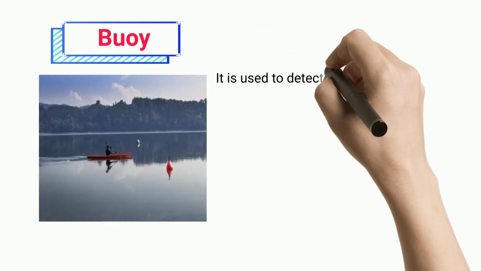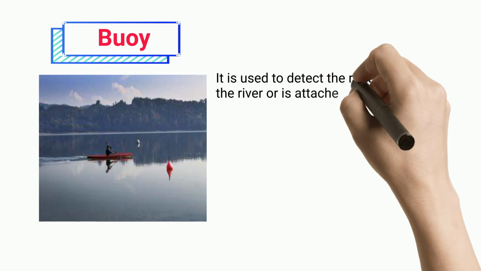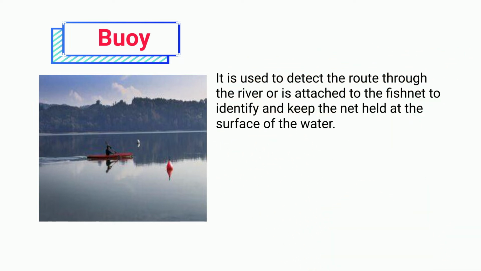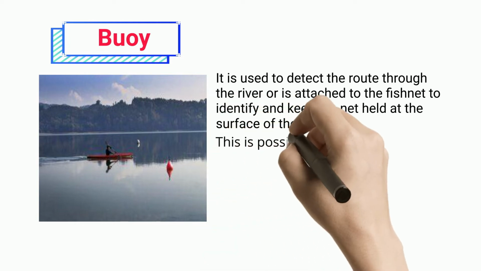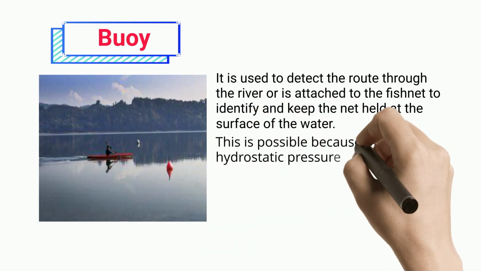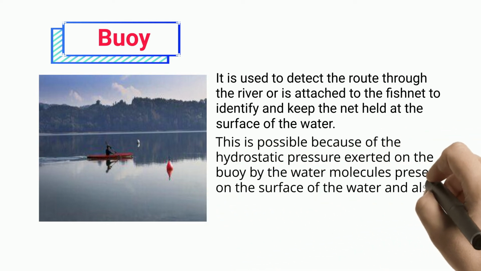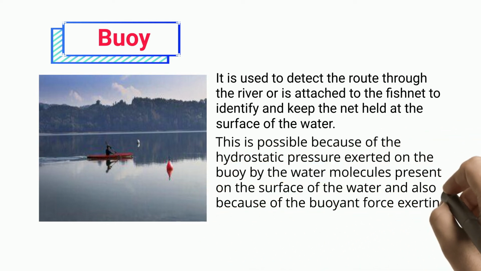Buoy. It is used to detect the route through the river or is attached to the fishnet to identify and keep the net held at the surface of the water. This is possible because of the hydrostatic pressure exerted on the buoy by the water molecules present on the surface of the water and also because of the buoyant force exerting on the buoy.